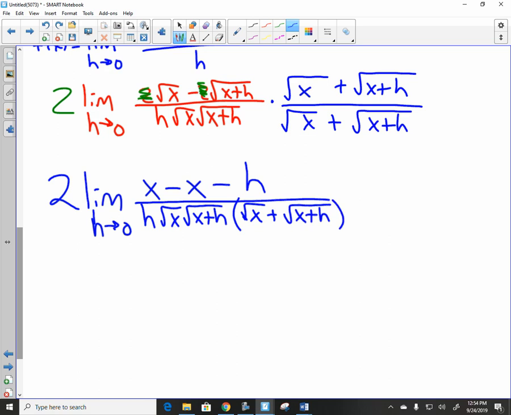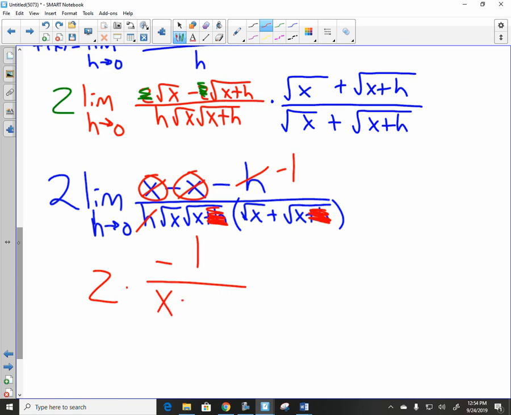Ugh. Deal with it one step at a time, I guess. What happens? Thank goodness the x's are gone. Left with a -1 in the numerator. And now we can let h go to 0. So if we make h go to 0, it just disappears, right? So look at what you have. You have 2 times -1 over, what's the square root of x times the square root of x? x times, what's the square root of x plus the square root of x?